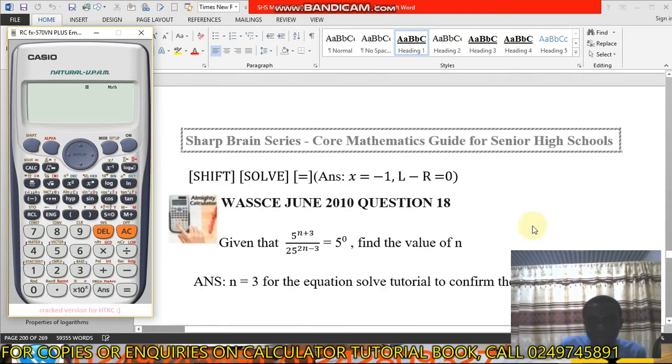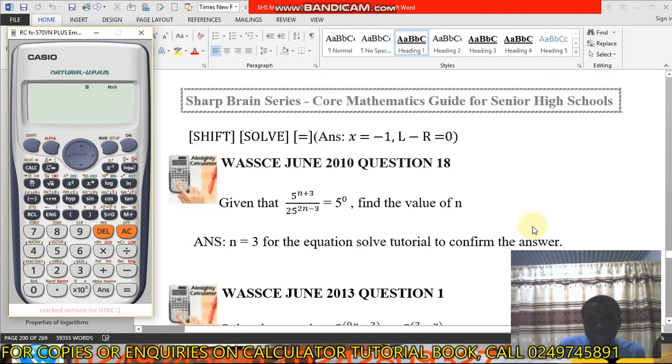Very good. Let's tackle this past question. Was it June 2010? Question 18. You should be a master of the core mathematics paper. When you have the upper hand on the calculator, you are a marking scheme on your own.